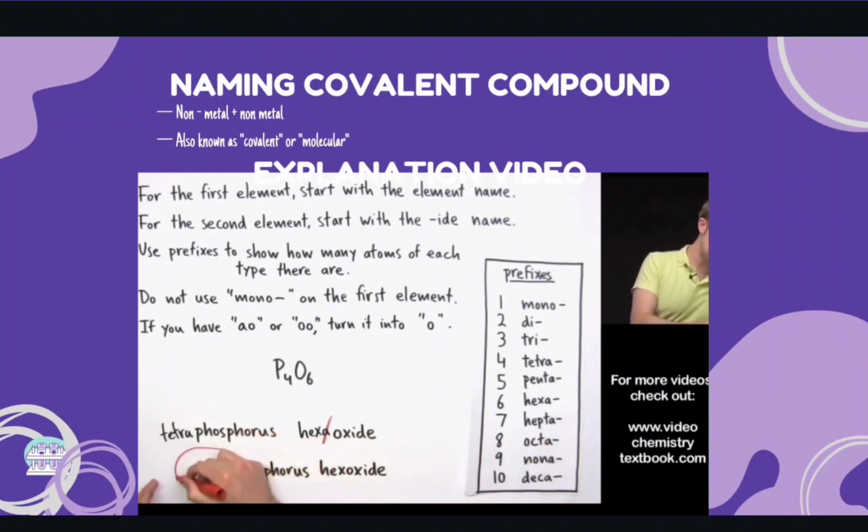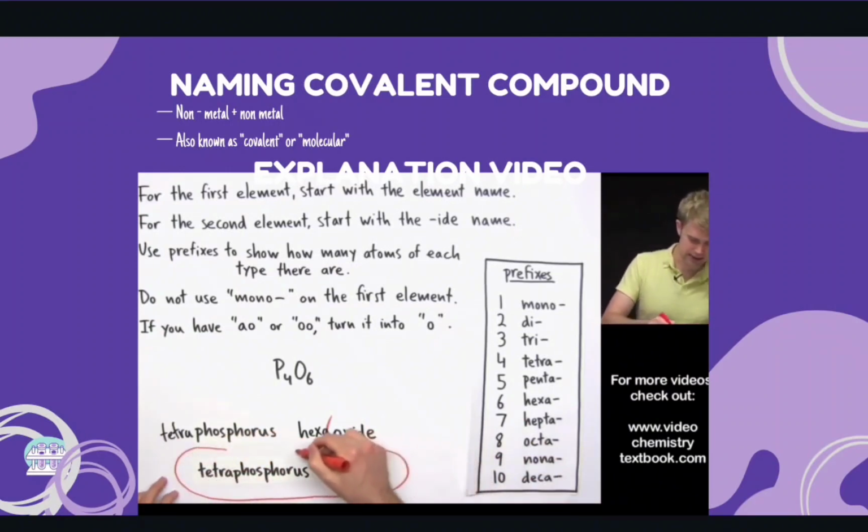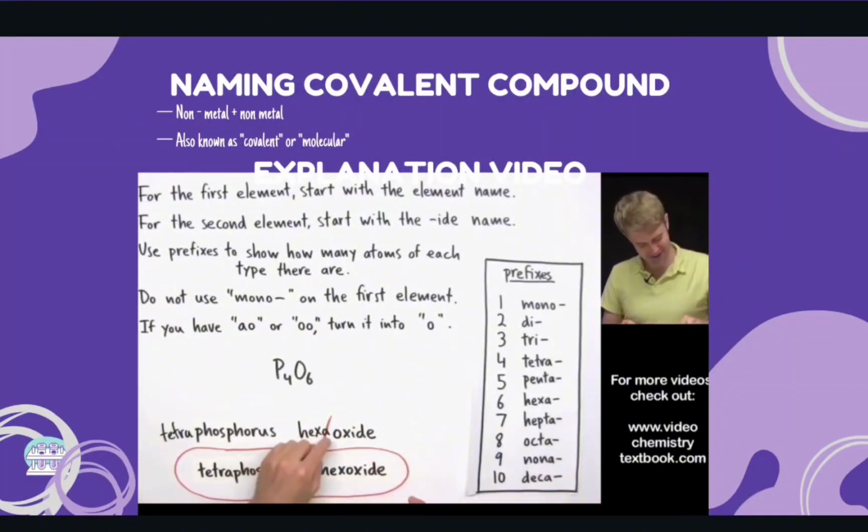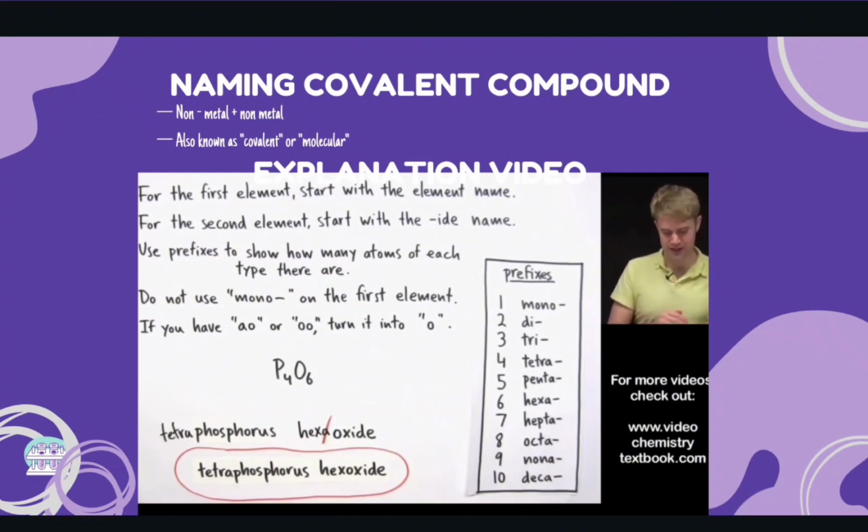You know, I forgot to circle the name in the last one, and this is just so satisfying. So I did it really slowly to make up for the fact I didn't circle the last one. So we get rid of this A here. Tetraphosphorus hexoxide.